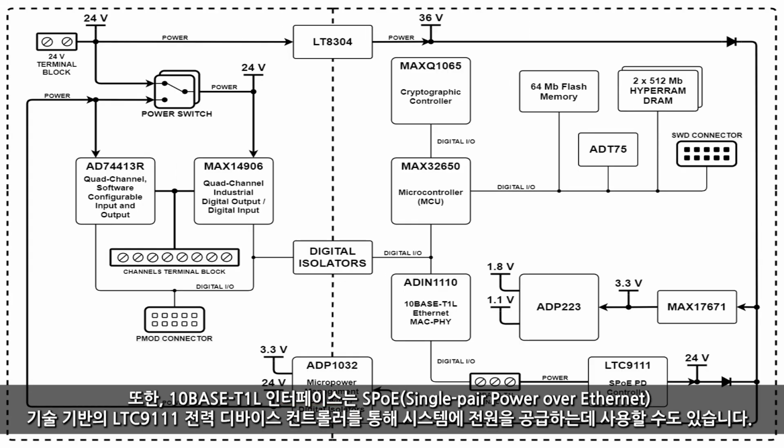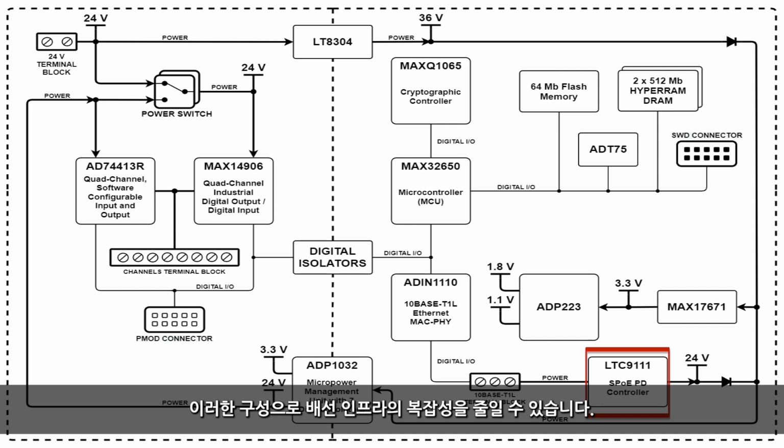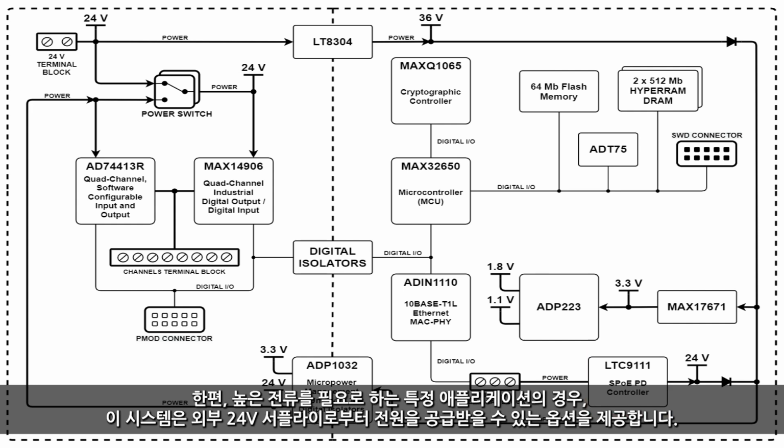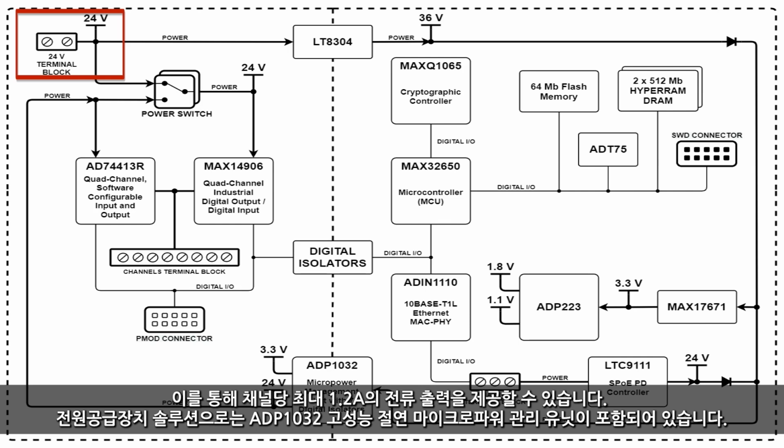The 10-base T1L interface can also be used for powering the system via the single-pair Power over Ethernet technology using the LTC9111 Power Device Controller. This configuration reduces the complexity of cabling infrastructure. However, if high current is needed in certain applications, the system offers the option to be powered from an external 24-volt supply. This enables a current output of up to 1.2 amps per channel.